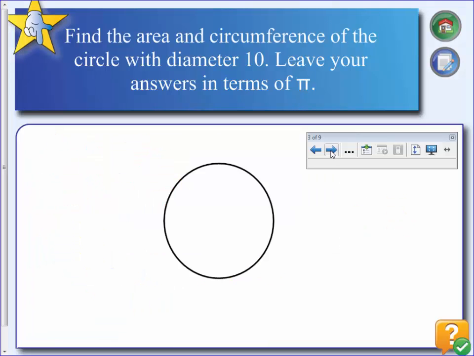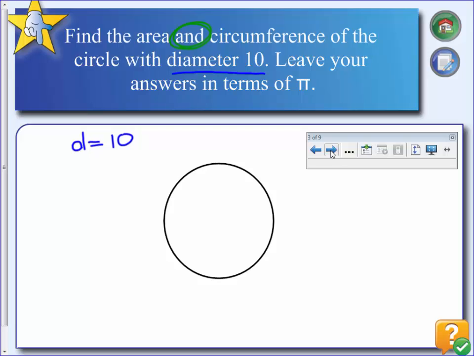All right, again, go ahead and pause this after we go through what the directions are and what you're looking for. See if you can try it on your own before we go over the answers. You're going to find the area and circumference. Again, look at that word 'and'. You're asked for 2 different things of the circle with the diameter 10. It's very important to note that we're given a diameter, so I'm going to write that down. Diameter is 10. It doesn't give us a unit, so we don't need to worry about units.